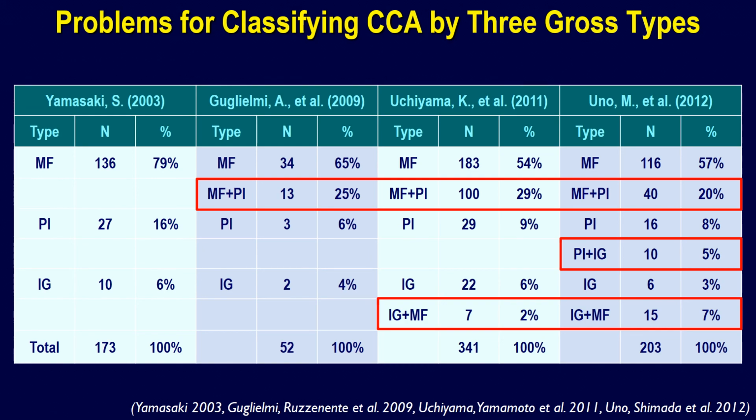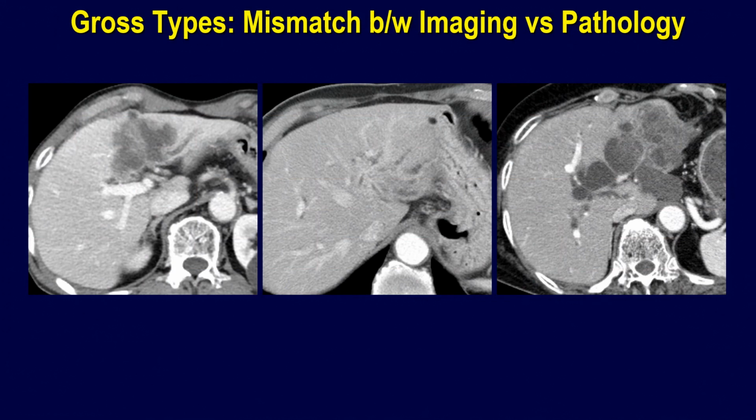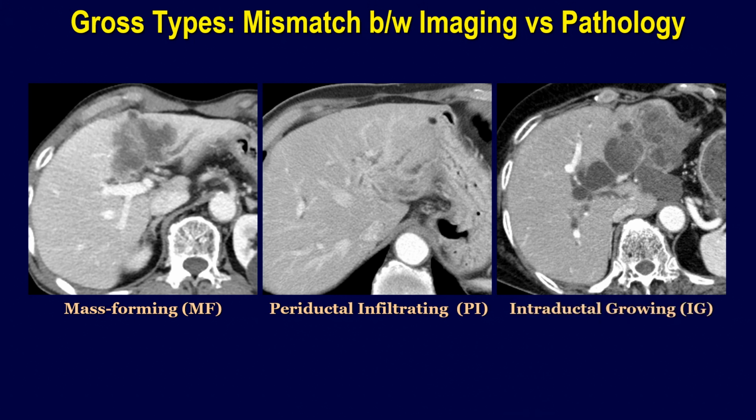imaging and pathological classification. For example, in this slide, you see three different growth types of cholangiocarcinoma that were classified as mass-forming, periductal infiltrating, and intraductal growing type respectively on imaging. However, in the pathological report, they were all differently reported as mass-forming plus periductal infiltrating, plus mass-forming, and intraductal growing plus periductal infiltrating and mass-forming types respectively.